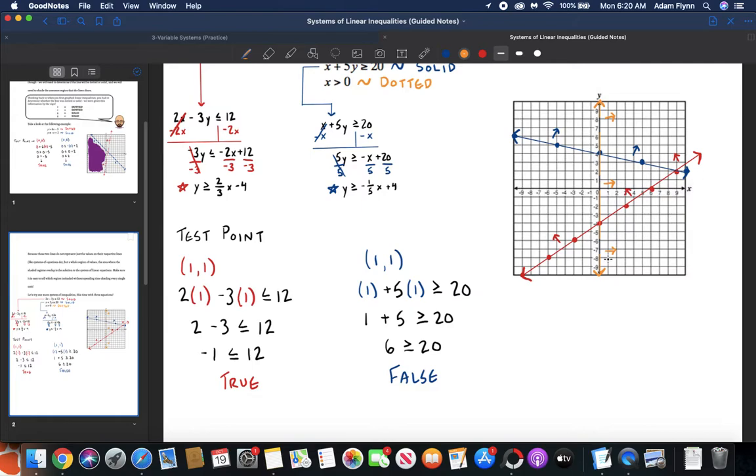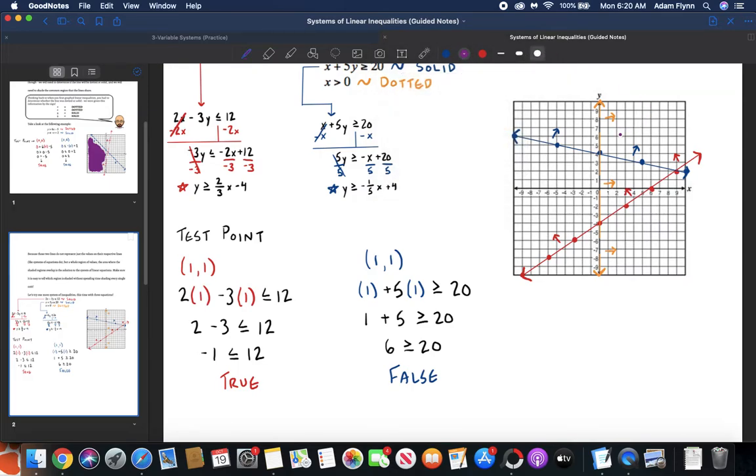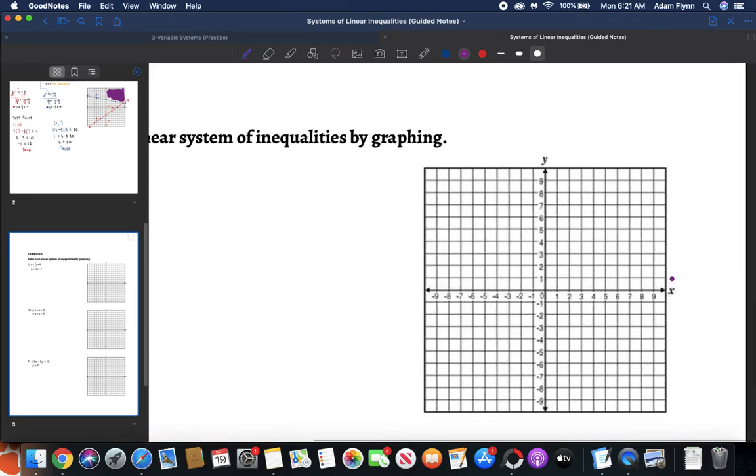So because of that, we need to be to the right of the orange line, above the red line, and above the blue line. Well, that leaves us with this little section up here. No need to shade every single box. Just enough so I know which area you are talking about. There we are. Okay, we've got 3 more examples. Let's take a look at those.